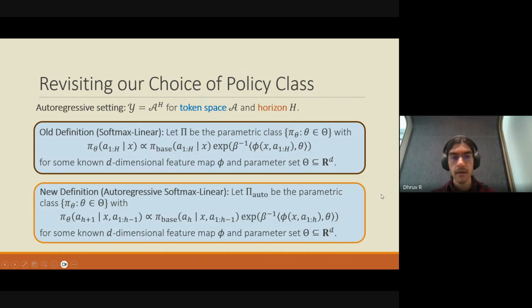So this motivates a new definition of a policy class that's specific to this autoregressive setting. And this is the autoregressive softmax linear policy class, where we define every policy in the class explicitly to have some autoregressive structure. In particular, we define the next token conditional distribution of some policy pi theta as the next token conditional of the base model multiplied by some exponential of the features and the parameter. So now it's clear that for any theta, you can sample from pi theta in an autoregressive fashion, and things are nice.